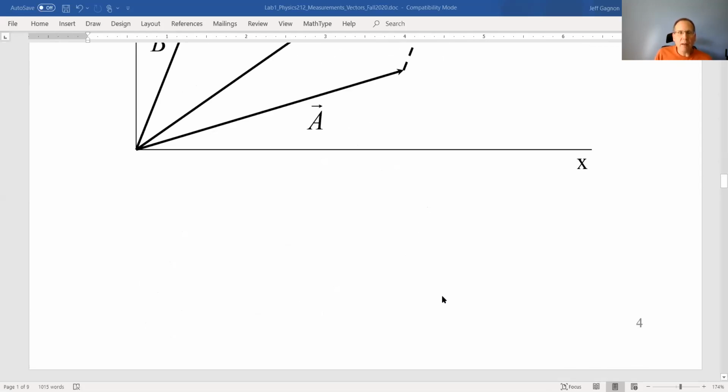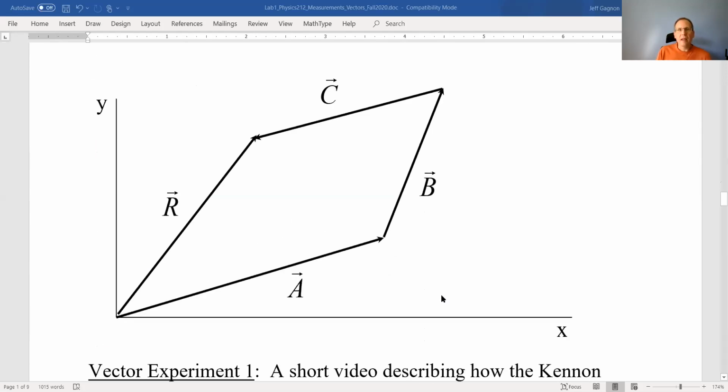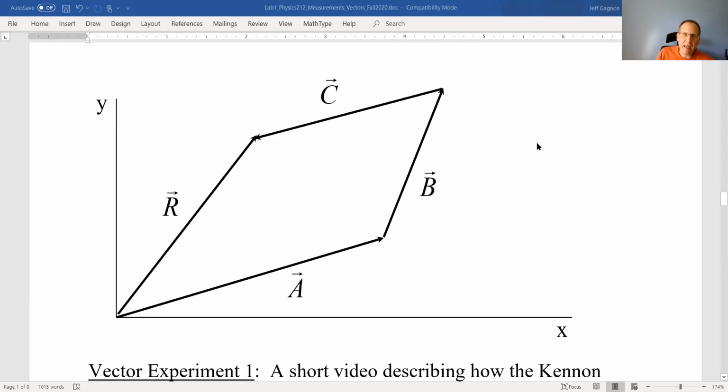If you're adding more than two vectors together, let's say three vectors, then you want to use what's called the polygon method, but really it's nothing more than adding tip to tail. You just keep going. You keep adding tip to tail. So in this example, I start with A. Let's say I slide it so that the tail of A is at the origin. Here's the tip. Then I slide B so that the tail of B is at the tip of A. Then I slide C so the tail of C is at the tip of B.